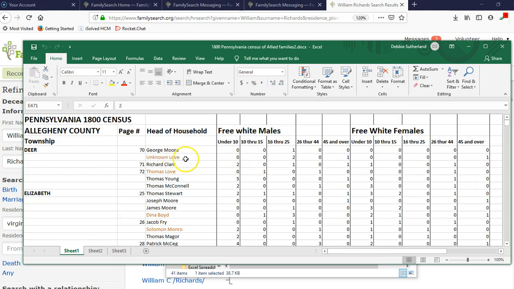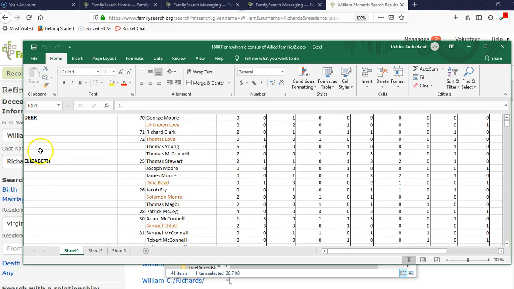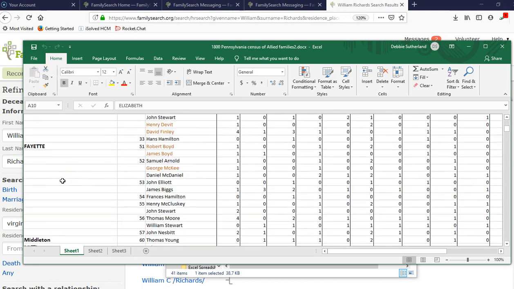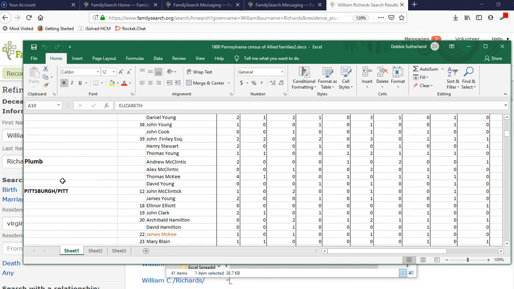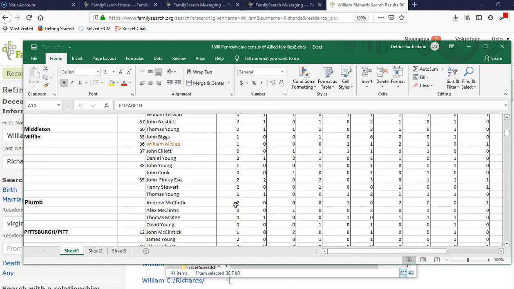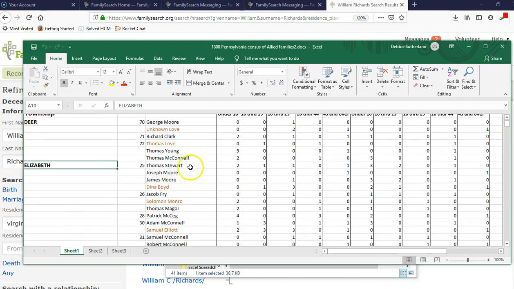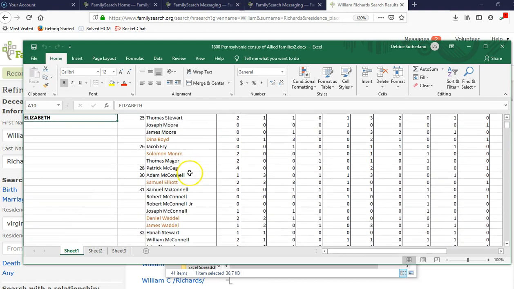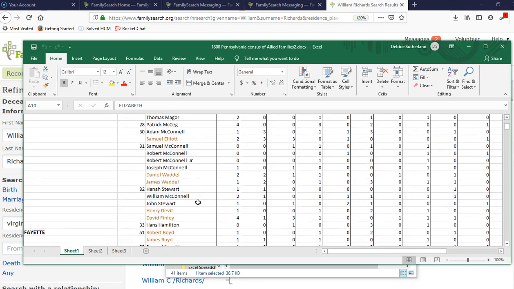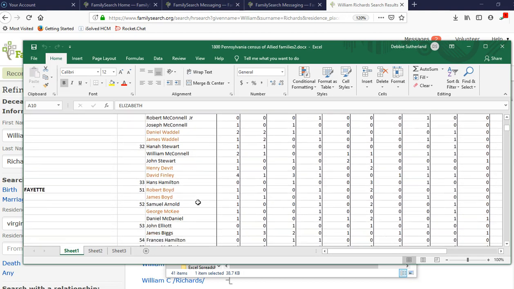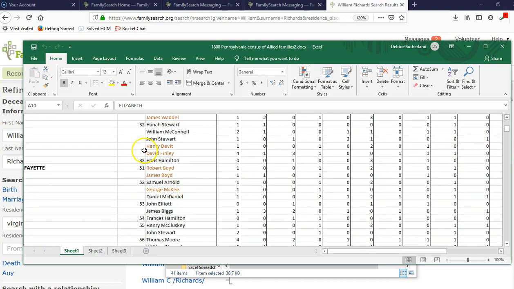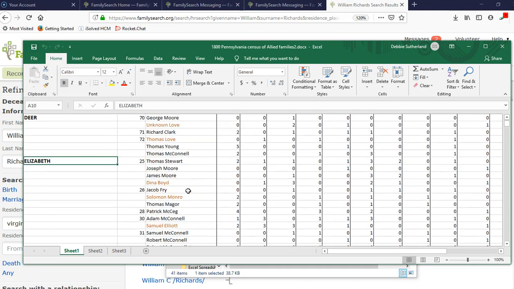They didn't know who the head of household is here for the Loves. Thomas Love, Moore, Fry. But then you just go down to the next township, fill it in, next township, and fill it in. But it starts to give you a patterning. I was doing this because these are all allied families that came from Donegal, Ireland to America. And so I went into each of the townships in Allegheny County.